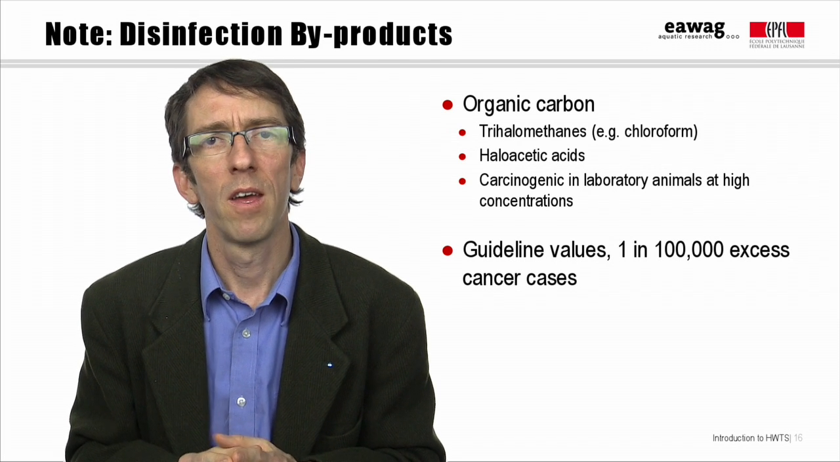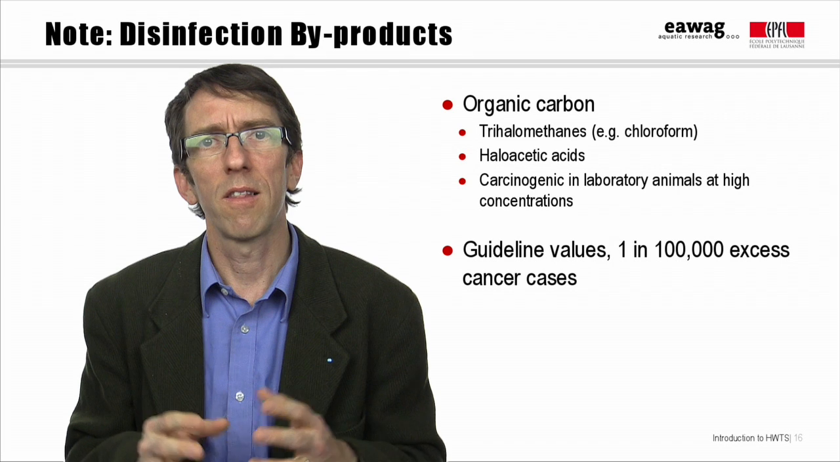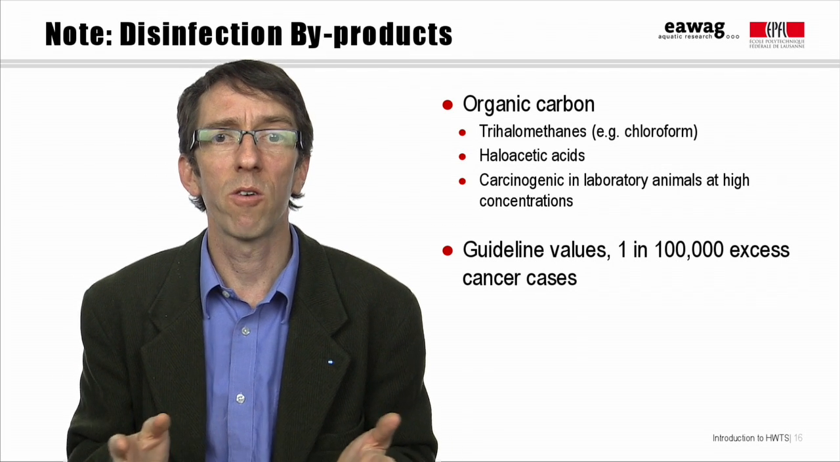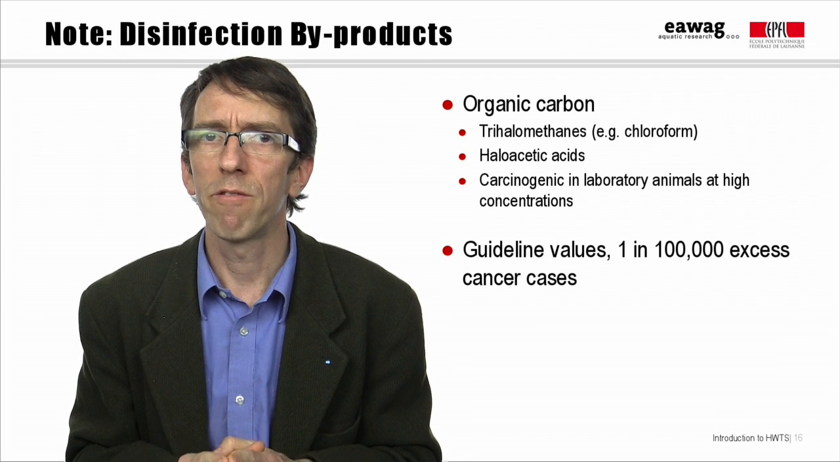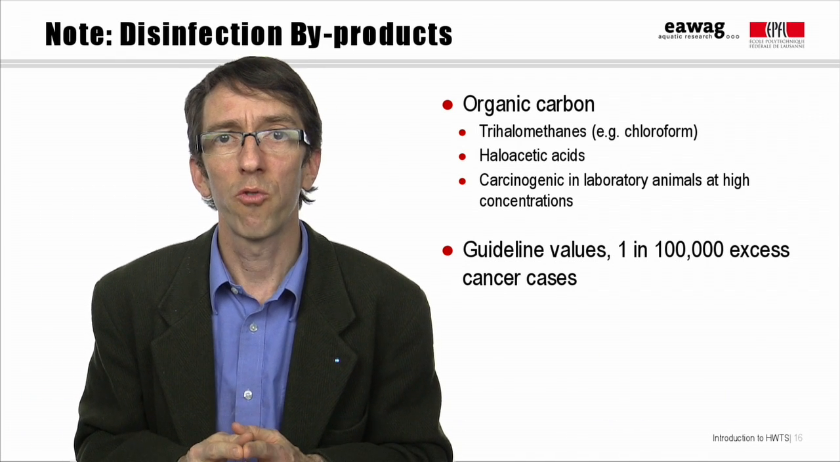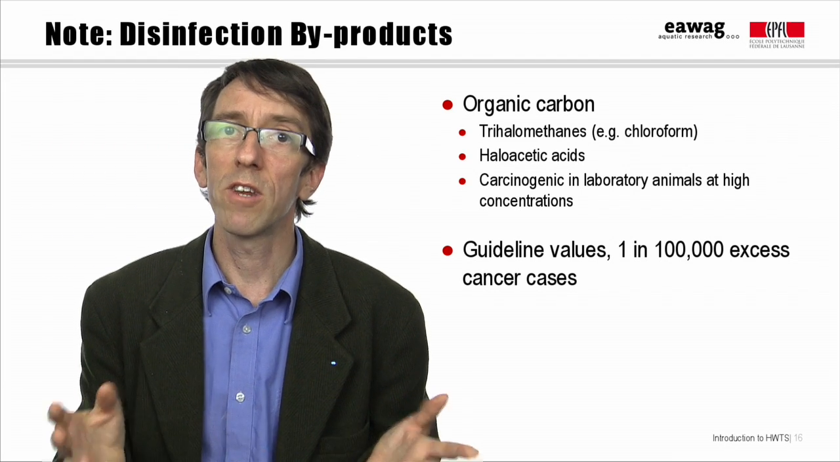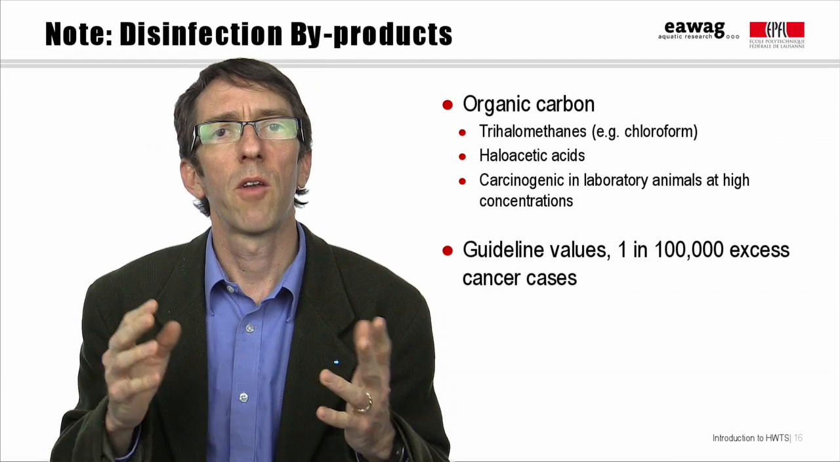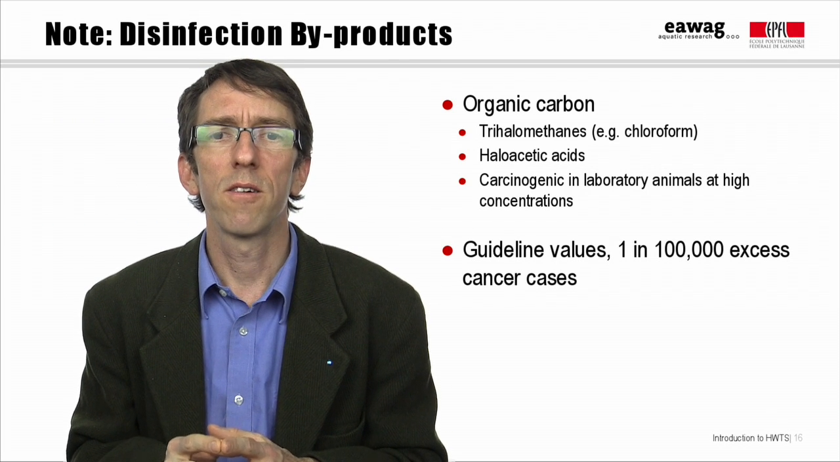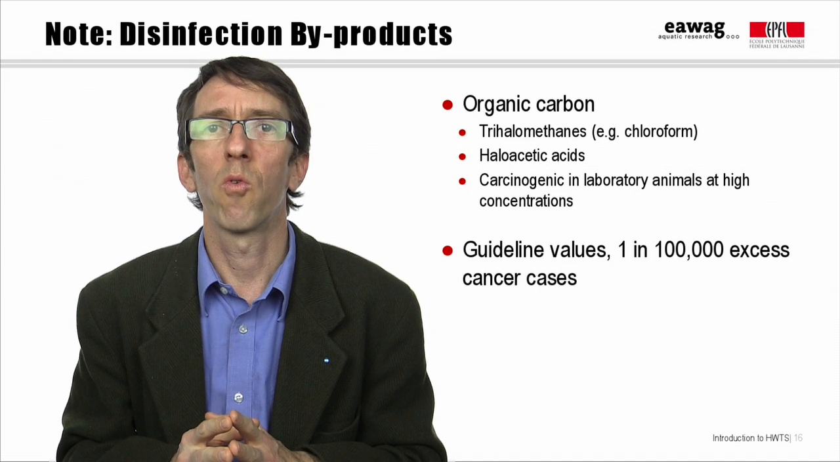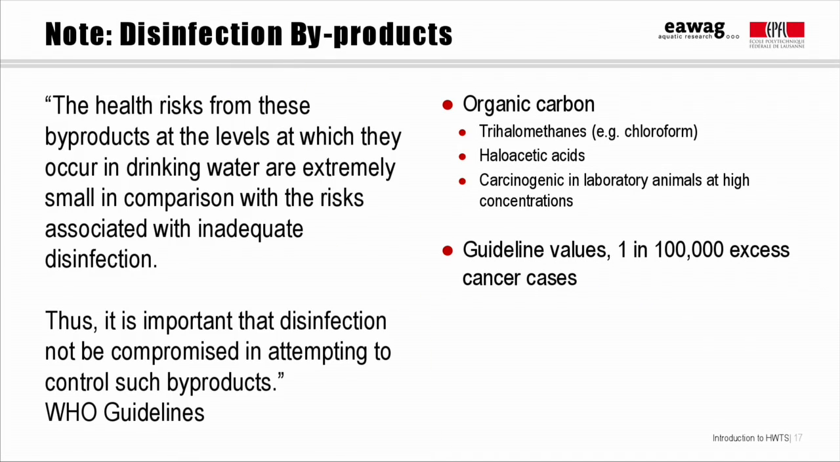in drinking water. And these are typically set at a level which would be expected to cause 1 additional case of bladder or kidney cancer for every 100,000 people who drink 2 liters of water per day at that guideline value for a 70-year lifetime period. And while that is a real health risk, it's still very small compared to the mortality rates caused by diarrhea and other waterborne diseases. Here's what the World Health Organization has to say about disinfection byproducts.